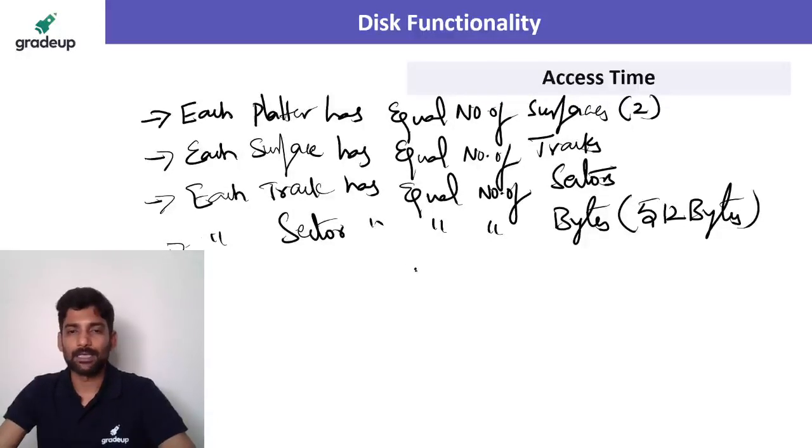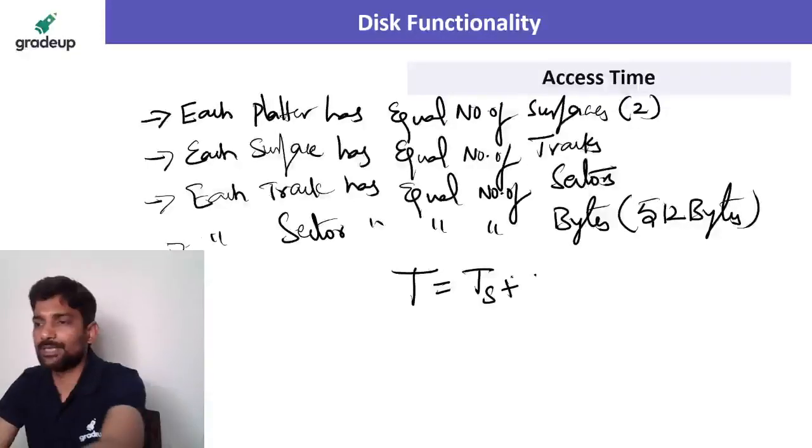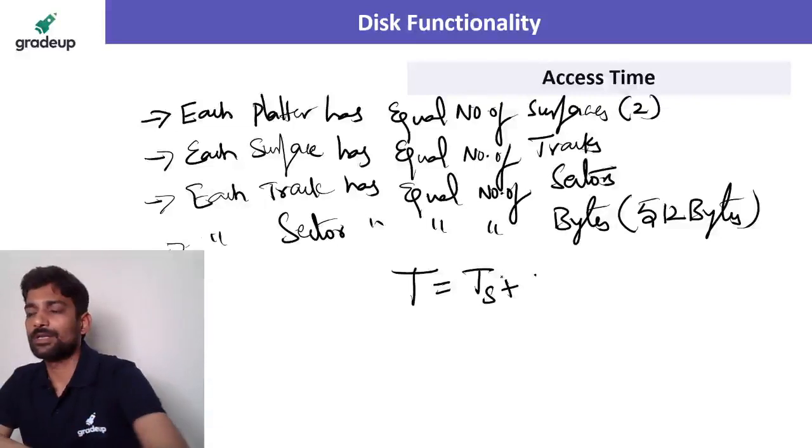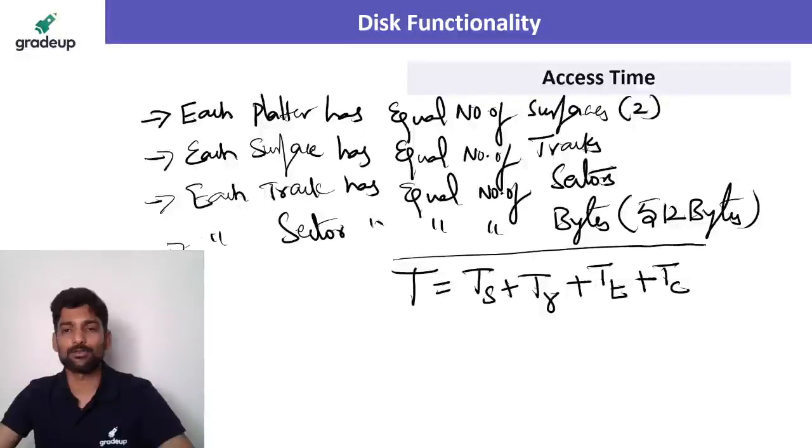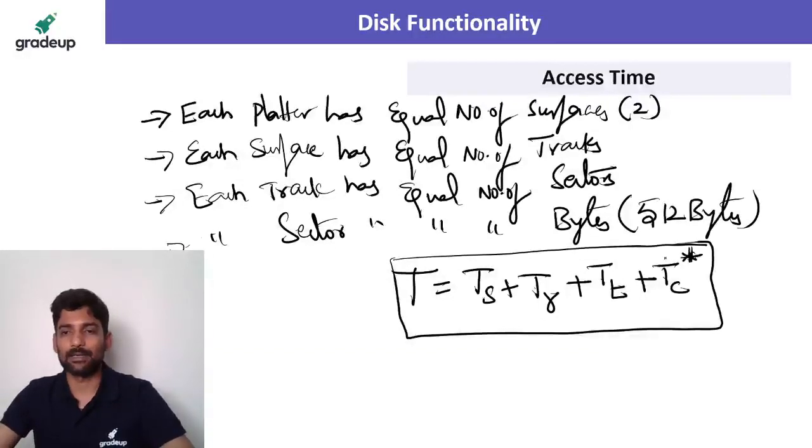Okay, and what is the access time? That is a combination of seek time, which is the time to reach the track. Once you reach the track, you should reach the sector, that is the average latency. Then you should transfer the data in or out of the disk. And to do all this, the controller read-write logic may also require some time. So the summation of all this is what we call access time. In this, the controller's time may be neglected. Got it?